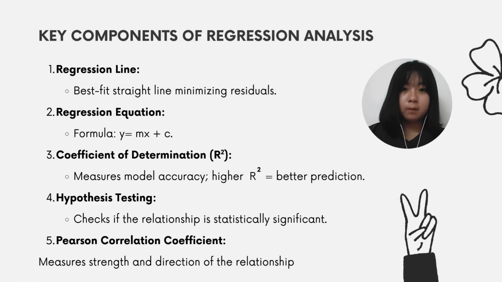Next, the key components of regression analysis in this assignment. First, find the regression line, which is the best fit straight line minimizing residuals. Second, the regression equation, which is the formula y equals mx plus c. Third, find the coefficient of determination, R squared, to measure the model accuracy, where a higher R squared means better predictions. Fourth, hypothesis testing checks if the relationship is statistically significant. Fifth, the Pearson correlation coefficient measures the strength and direction of the relationship.